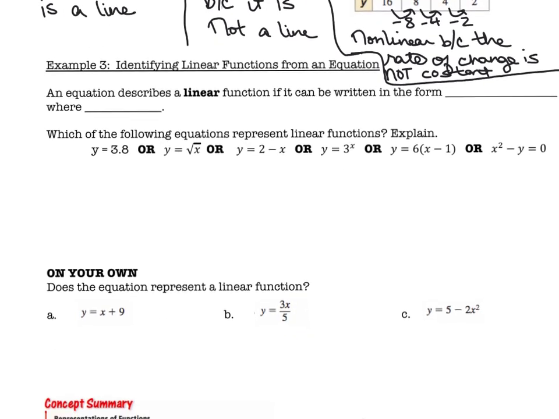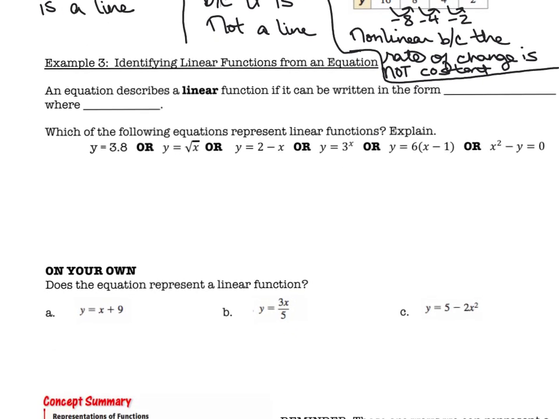Example 3. An equation describes a linear function if it can be written in the form y equals mx plus b, where m and b are constant. Which of the following equations represent linear functions, and explain?